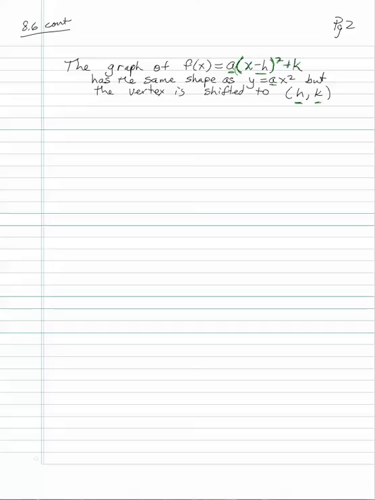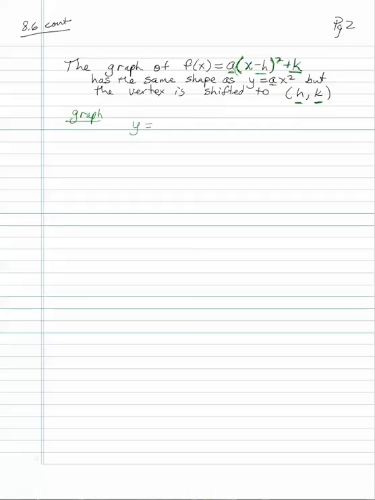Basically, we want this to behave like 0, so what does x need to be for x minus h to be 0? It would be positive h. And then k, you just leave it alone. If it's plus k, this is plus k. If it's minus k, this is minus k. So for h, the signs are different. K, you leave alone.